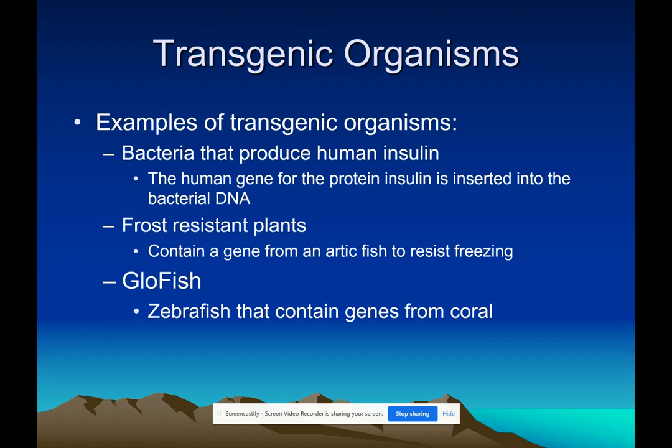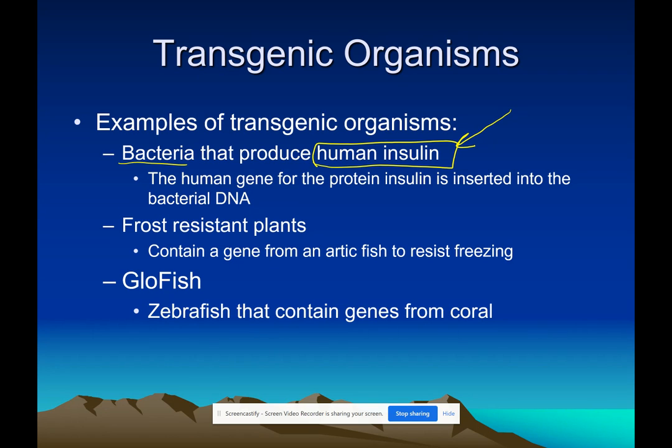Here's just some examples of transgenic organisms. We have taken the gene for a human protein called insulin and put it into bacteria. And now bacteria make human insulin. And why would we want them to do that? Someone who has diabetes has to give themselves shots of insulin. Well, when they do that, they're giving themselves human insulin.